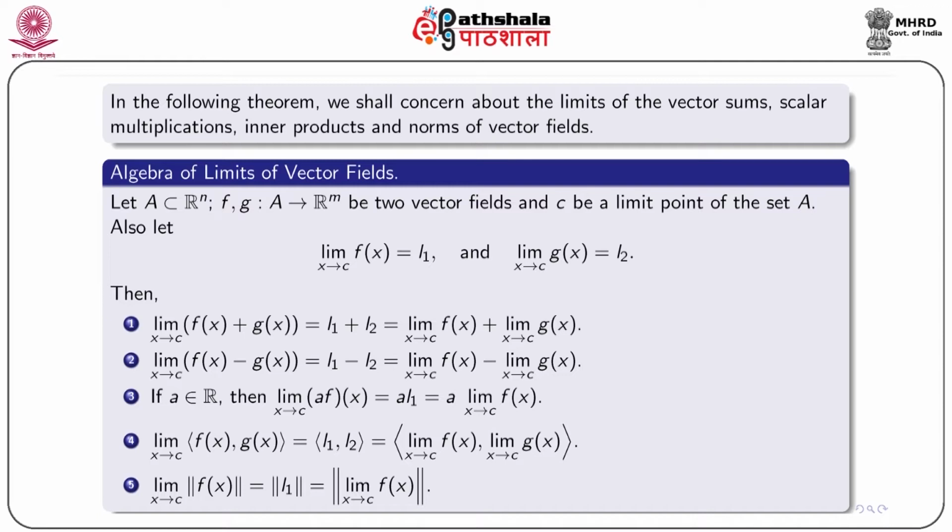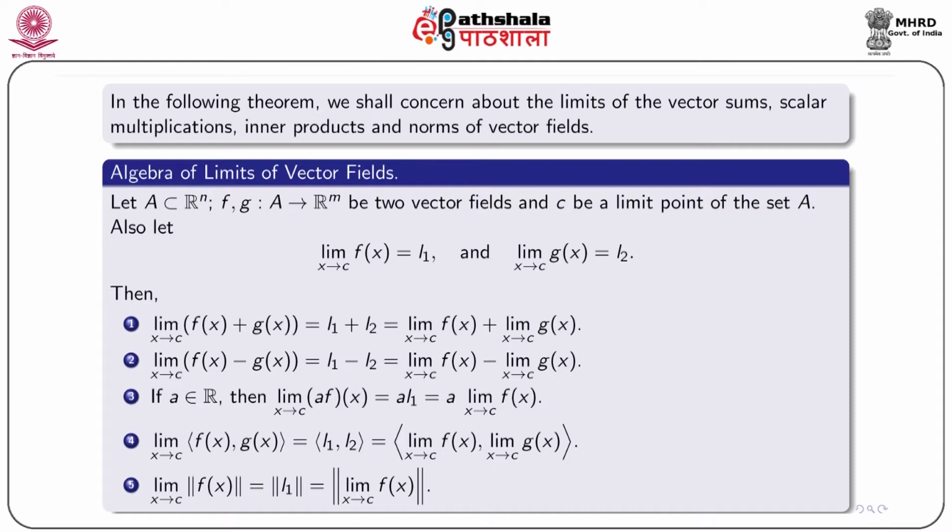Then, the limit of the vector field f plus g exists at the point c, and we find that limit as x tends to c of (f plus g)(x), that is f(x) plus g(x), equals L1 plus L2, which is nothing but the limit of f(x) plus the limit of g(x) as x tends to c. That is, if the limits exist, then the limit of a sum equals the sum of the limits. A similar result holds for the difference.